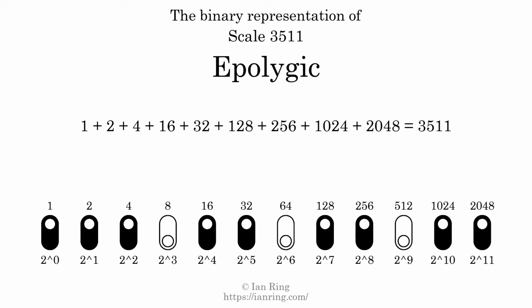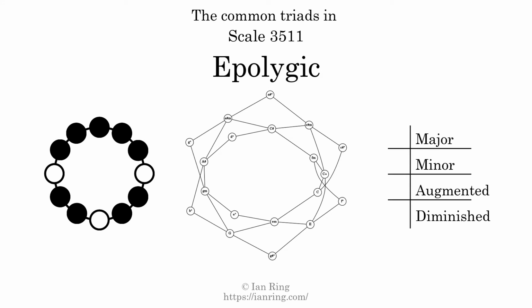The scale number not only enumerates the scale with a unique index, but it also literally describes the tonal content of the scale. Represented as a binary number in base 2, the scale number is 1101101101111. Here are the common triads present in this scale.